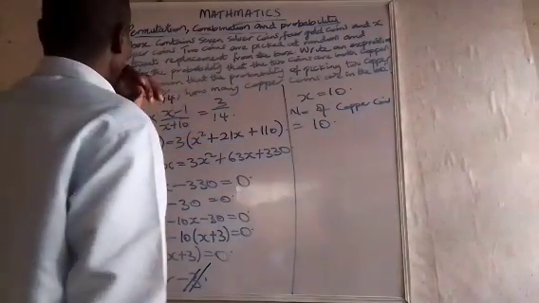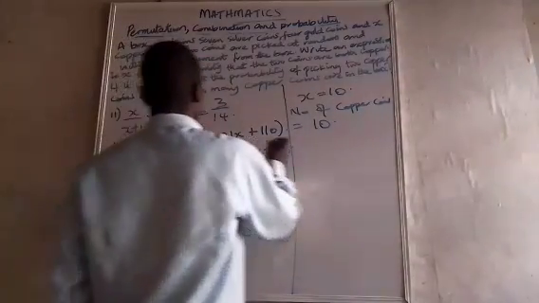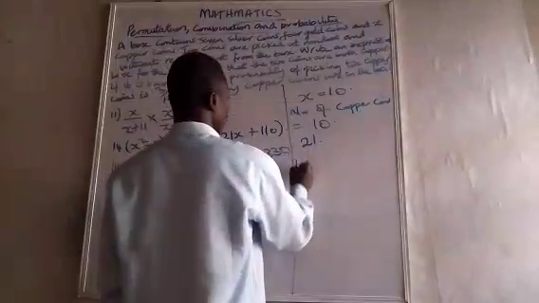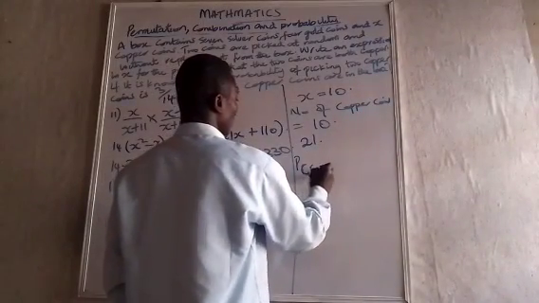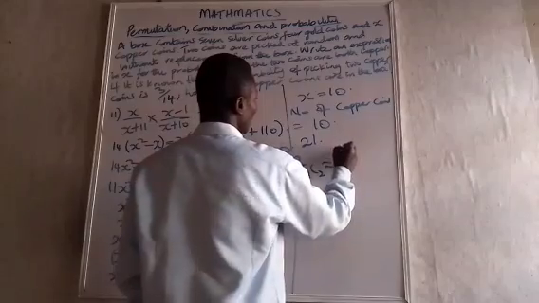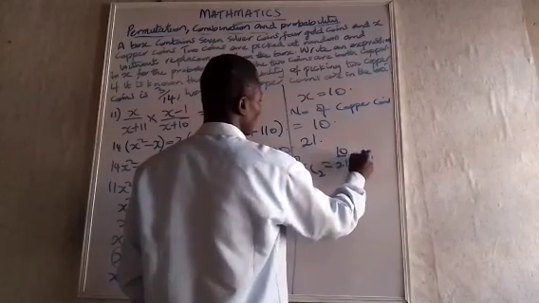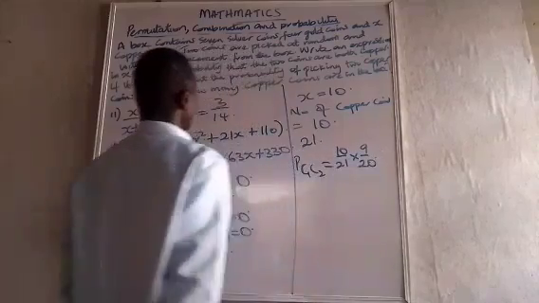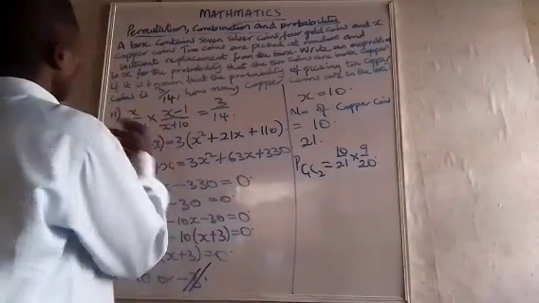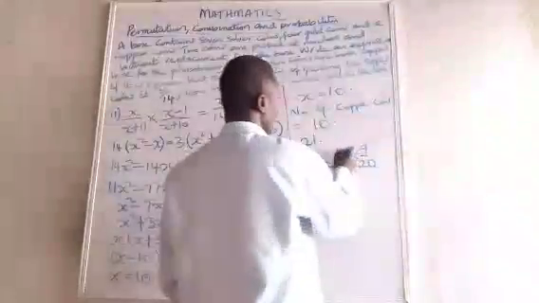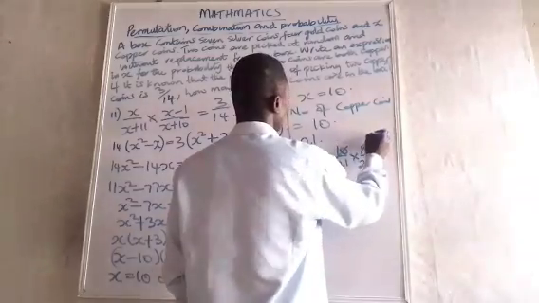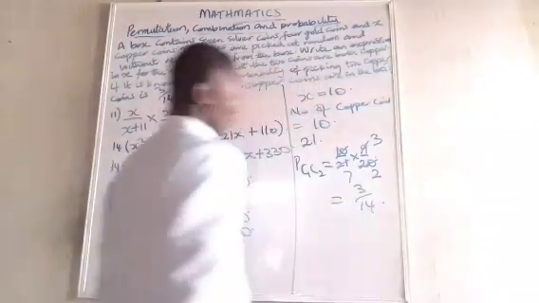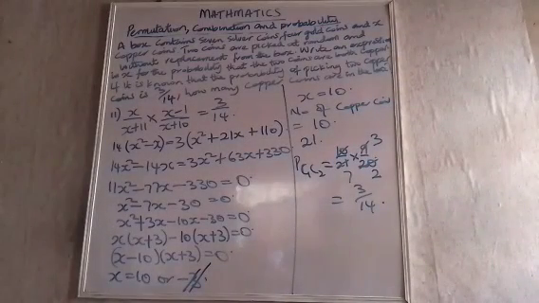We can test our answer. How many total coins do we have? It means that we are going to have 21. So the probability P CC is going to be 10 over 21 times 9 over 20. Very interesting.